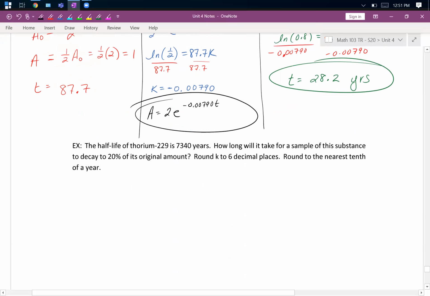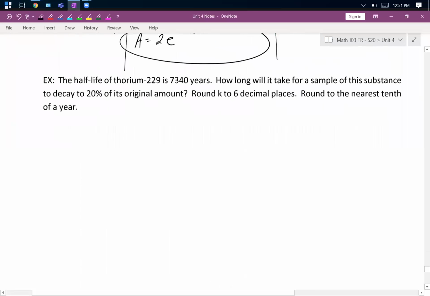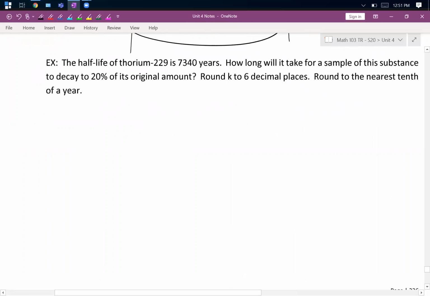All right, let's try another one. The half-life for thorium-229 is 7,340 years. We want to know how long it will take for a sample of this substance to decay to 20% of its original amount. We'll be rounding our K value to 6 decimal places, and then our final answer to the nearest tenth of a year.